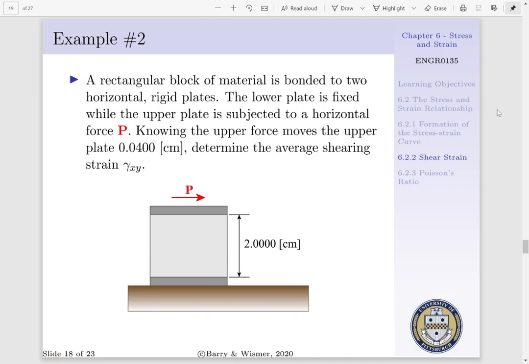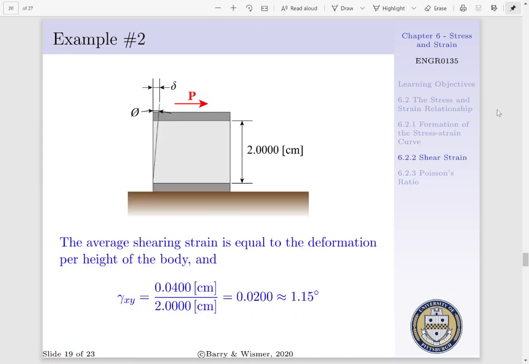Xy just indicates the plane we are looking at. For us to determine our average shearing strain, we recognize that our average shearing strain is equal to our deformation per the height of the body. That is, we're going to take our deformation of 0.0400 centimeters per the height of our body, 2.0000 centimeters. And our average shear strain is 0.0200. We note that this is dimensionless. And if we calculate our angle phi, this is approximately equal to 1.15 degrees.